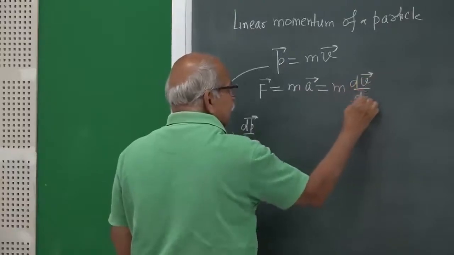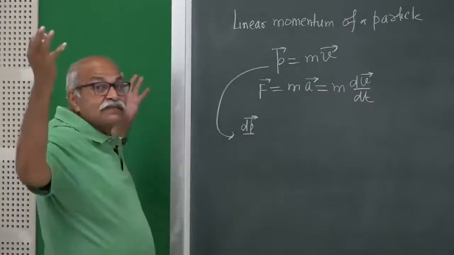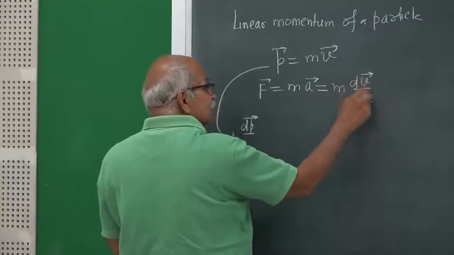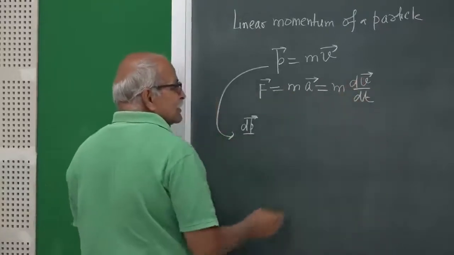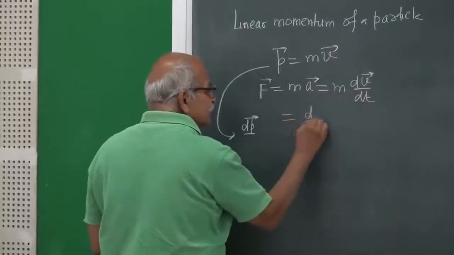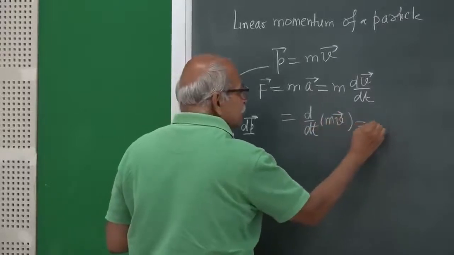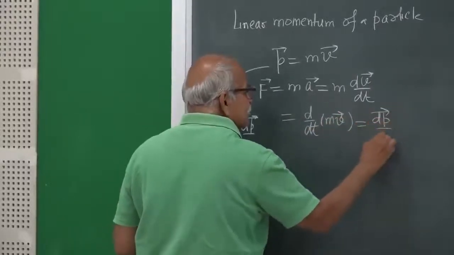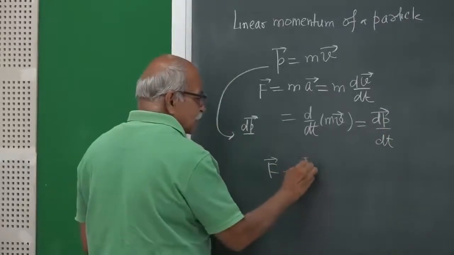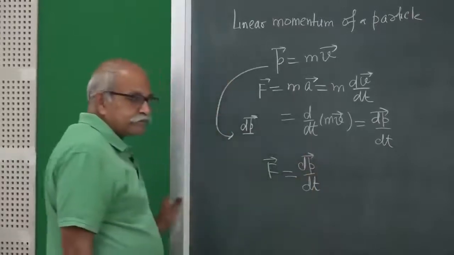Rate of change of velocity is acceleration, again by definition. There is no physics involved here. We define this rate of change of velocity as acceleration. So, it is this. If mass is constant, I can take it inside. So, it is d dt of mv, and mv is p. So, it is dp dt. So, force on a particle is equal to rate of change of momentum of the particle.